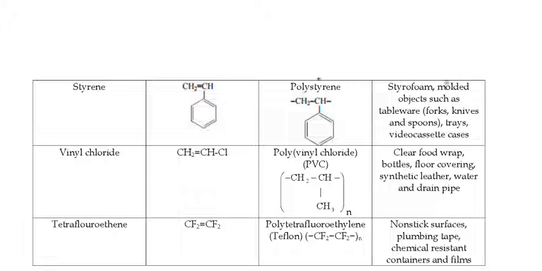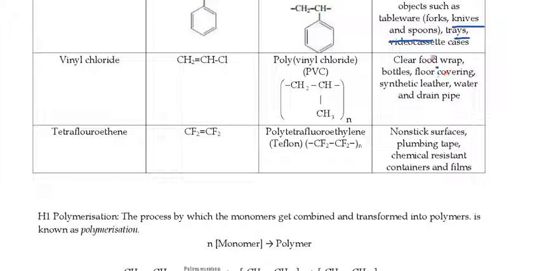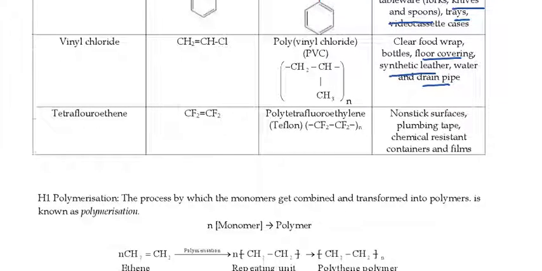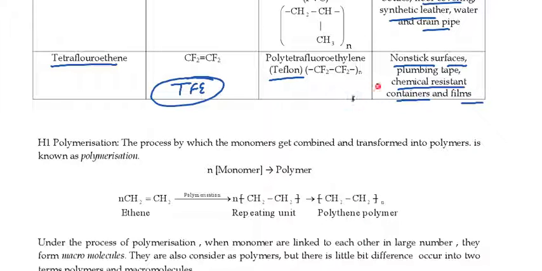Styrene in the form of polystyrene is most commonly used for making knives, spoons, forks, trays, and video cassettes. PVC is most commonly used for floor covering, synthetic leather, and drain pipes. Tetrafluoroethene, in short called Teflon, is also used for making non-sticky surfaces, and chemical resistant containers most commonly used in the laboratory.